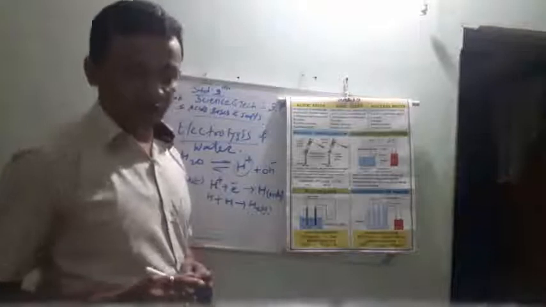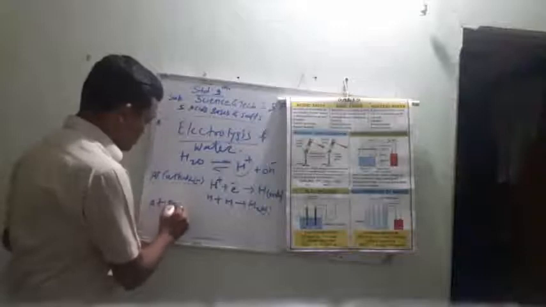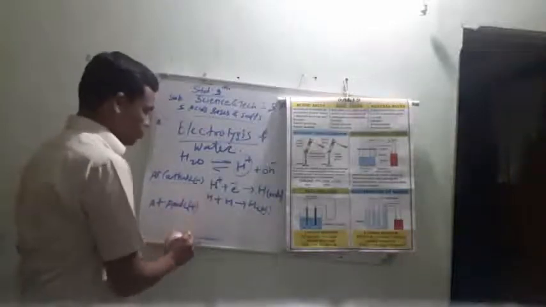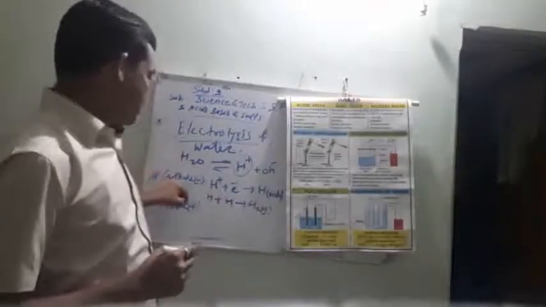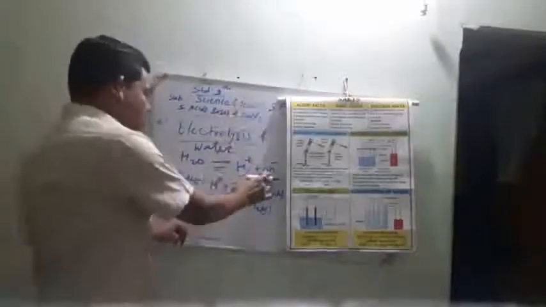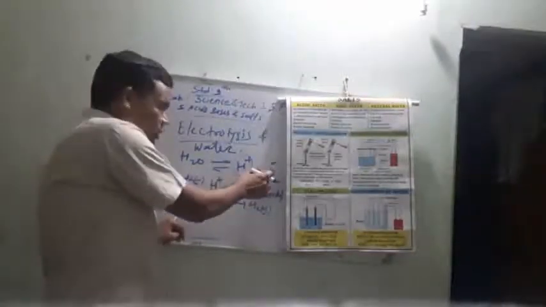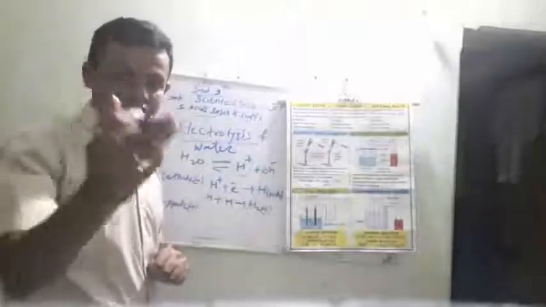Then we have to see the reactions on the anode side. So now at the anode, what happens? The anode is the positive electrode. At the cathode, we have seen that positive ions are attracted, and at the anode, the negative ions, that is OH minus ions, are attracted towards the positive electrode, that is the anode. So in this case, which reactions occur?